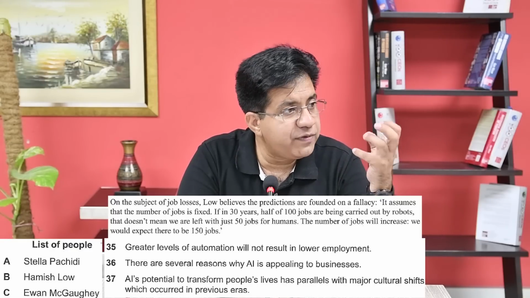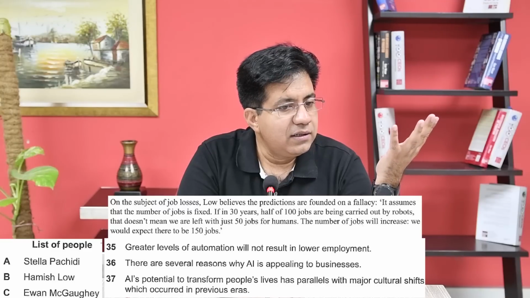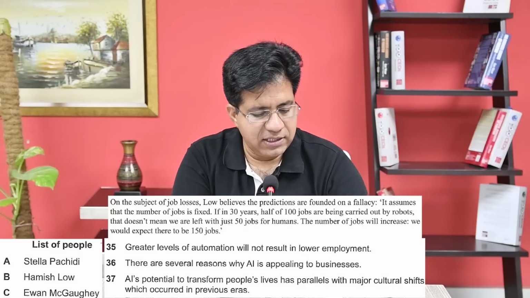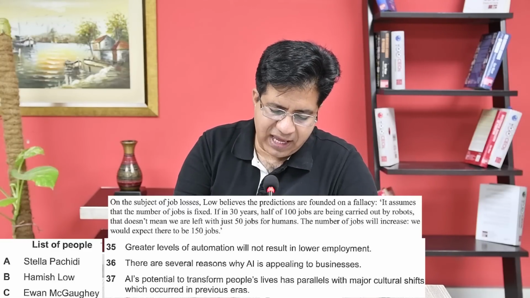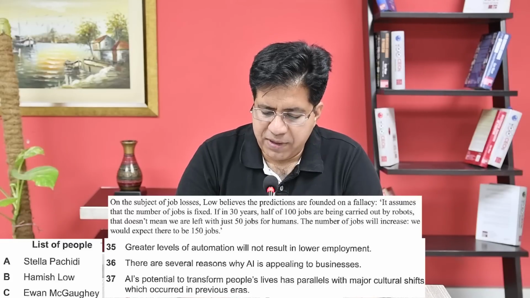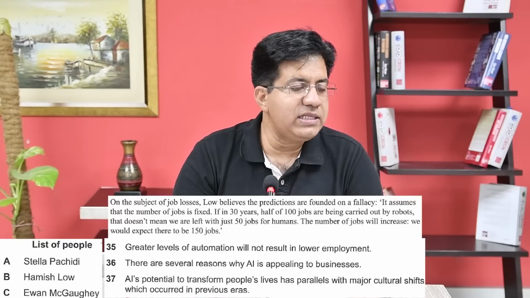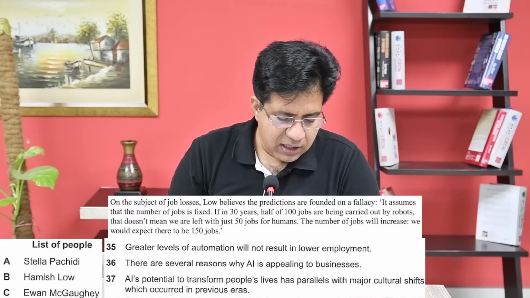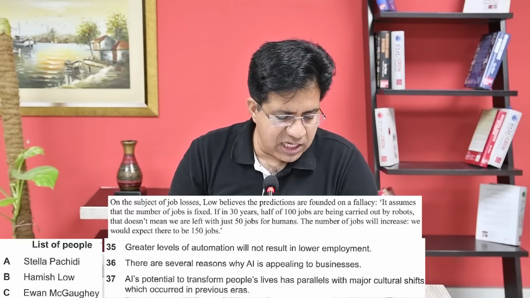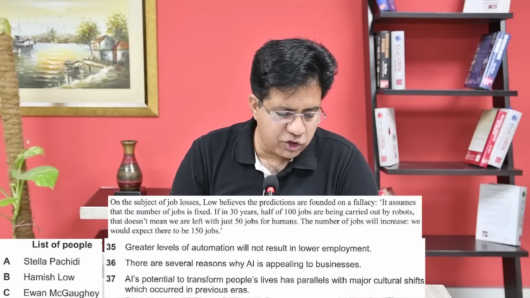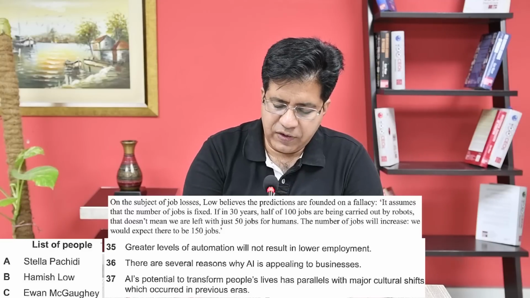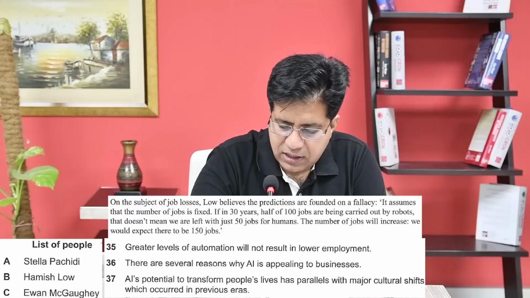The number of jobs will increase. Which option says that? That is 35. Greater levels of automation will not result in lower employment. He says the number of jobs will increase. We would expect there to be 150 jobs. So for 35, the correct answer is B.